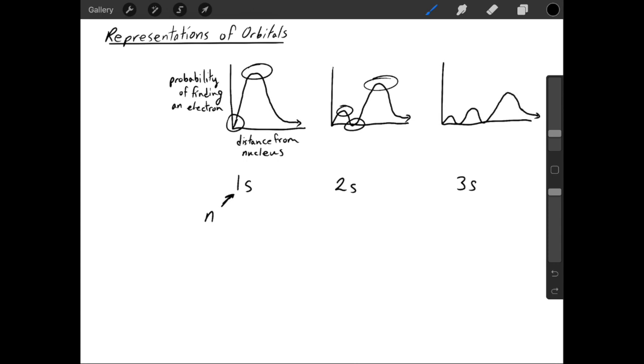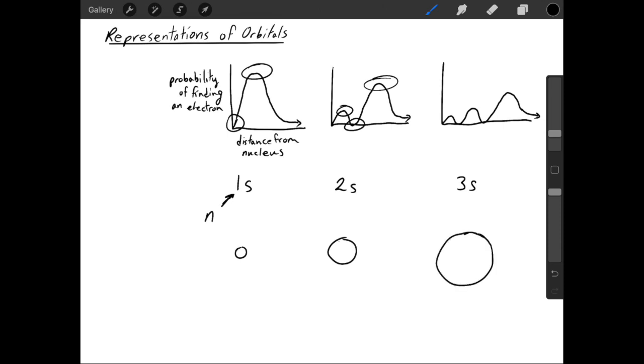What you might be able to see is that as the principal quantum number gets bigger, the majority of the probability is going to be located further and further away from the nucleus. And what that translates to in three-dimensional terms is the bigger your principal quantum number, the bigger your orbital is. So the 1s orbital is quite small, and the 2s orbital is bigger, and the 3s is bigger again.